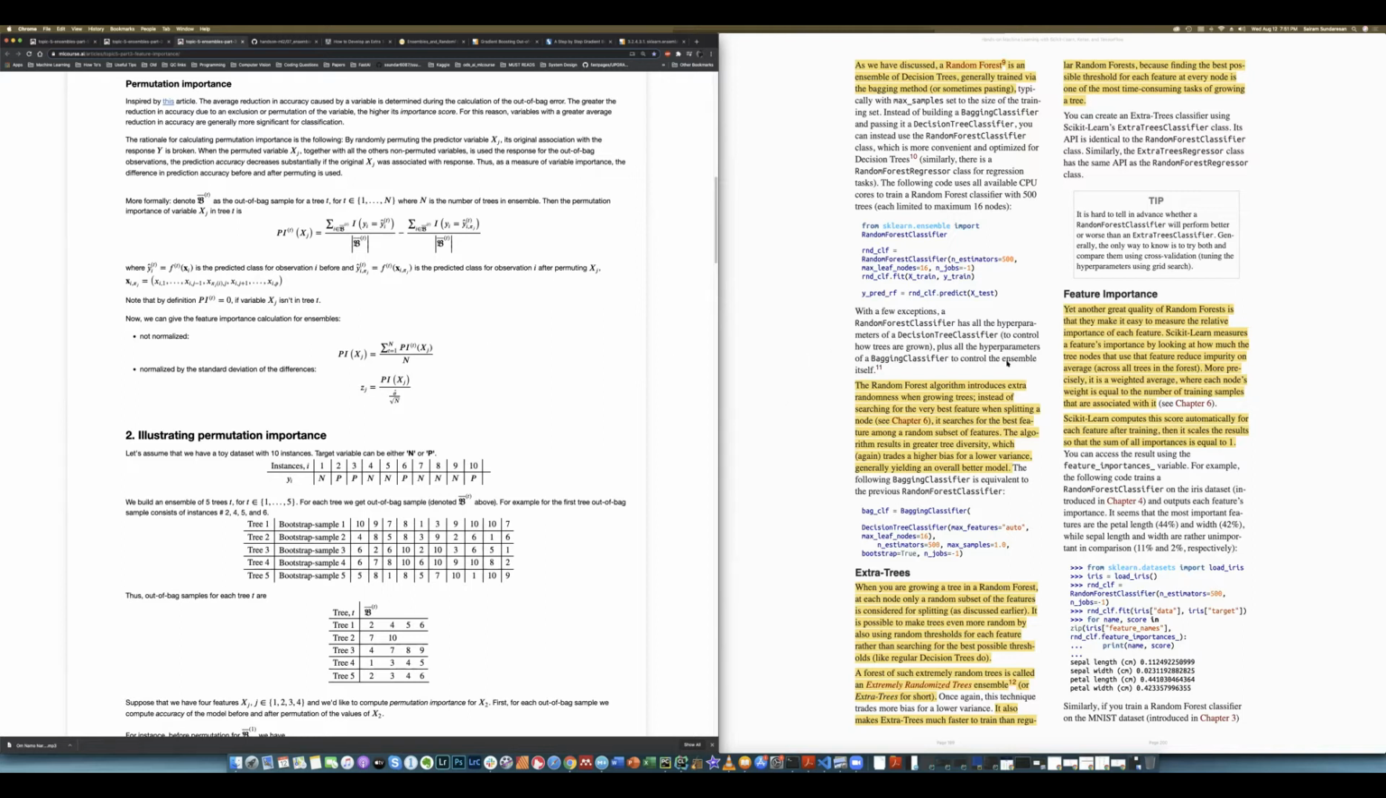Just to note that this all gives you only relative importance. It's not like a linear regression model where it will tell you exactly what the contributing factor is. Can you repeat that a little bit? I didn't quite catch that.